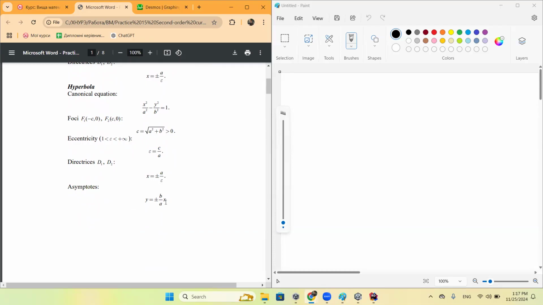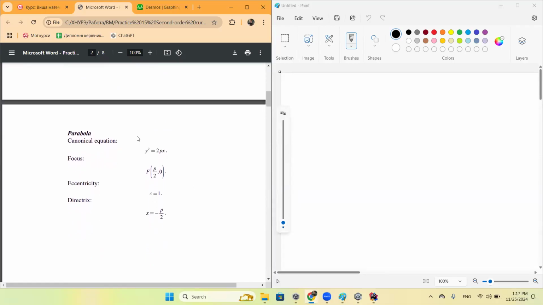Asymptotes are straight lines. You know that graph: the graph of the curve doesn't intersect them, but it goes very near to the line.